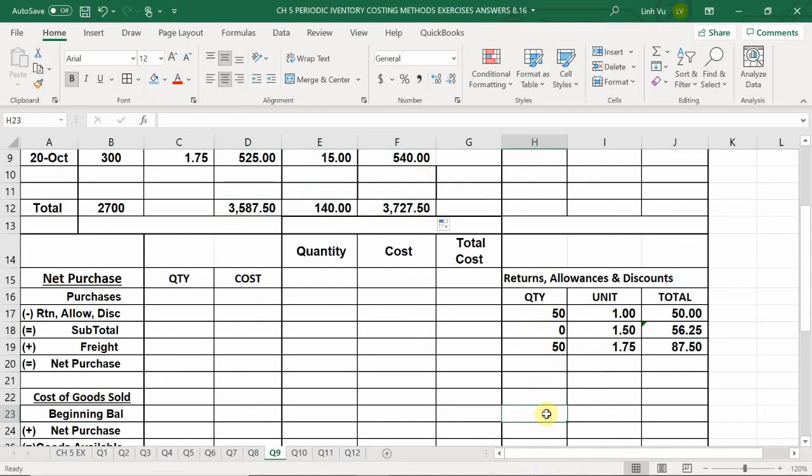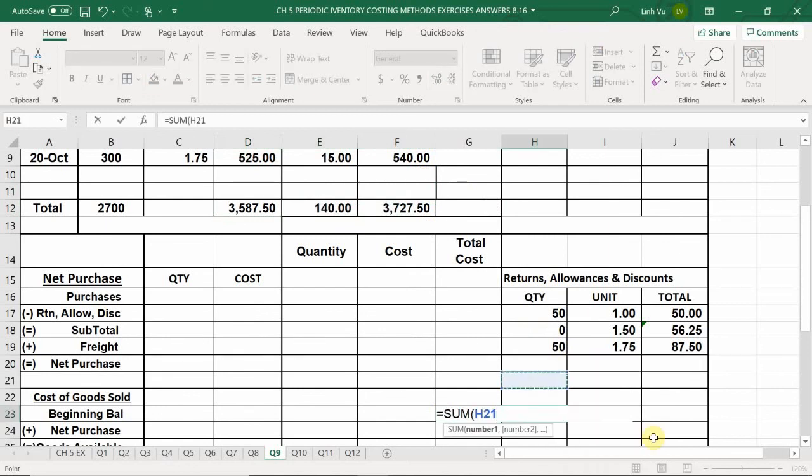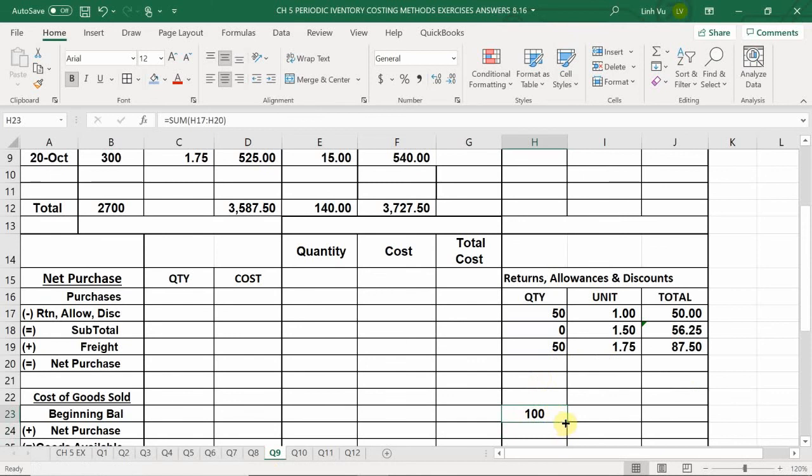I'm also going to sum up my total returns and allowances, right? So in this case, how many items did I return? 100. At what total cost? $193.75. Good. So now let's go ahead and solve for our table here.